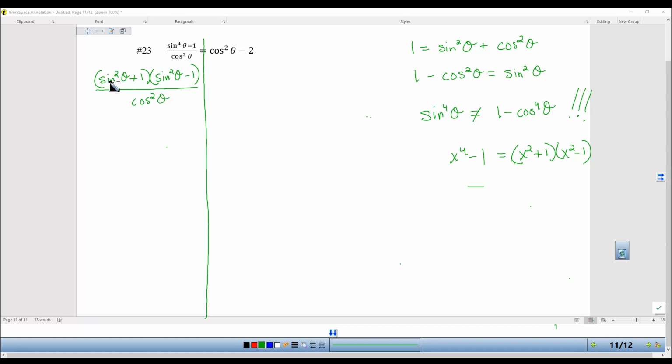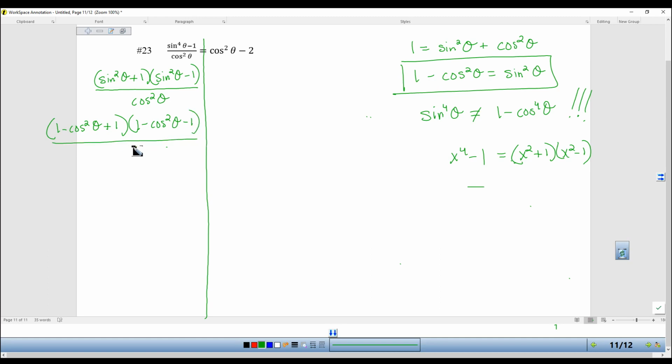And now I'm going to replace sine squared. So I'm thinking about this, and I replace the sine squared with 1 minus cosine squared theta. That plus 1 is still there. And I'm going to replace this sine squared theta with 1 minus cosine squared theta minus 1. So now I'm partway there because I've gotten the whole side of this problem to be strictly in terms of cosine. And now this one and this one cancel. So this one becomes 2 minus cosine squared theta. That's a good thing. I see that 2 on the other side. And this becomes negative cosine squared theta.